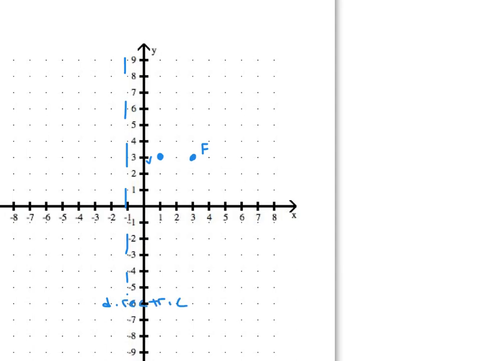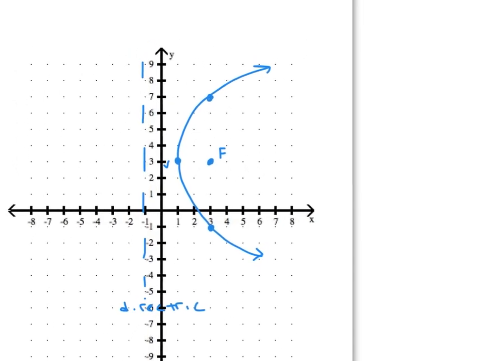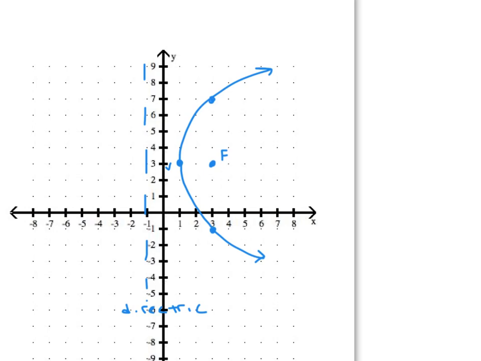And then the last thing you need to worry about is that focal width. Now, since it's going to be opening to the right, the focal width is going to be up and down this time. The focal width was 8, which means it's going to be 4 above the focus and 4 below. And then you can draw in your parabola. And then the last, I guess I have to draw my axis of symmetry. The axis of symmetry this time will now go horizontally.